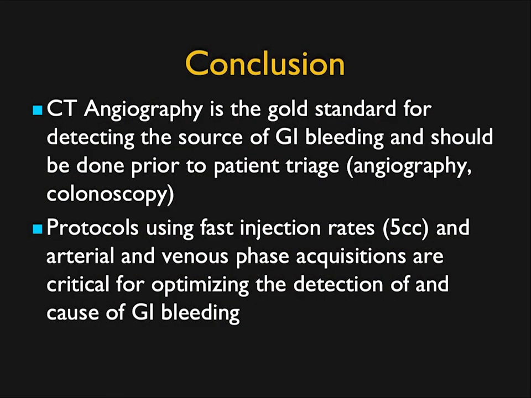So concluding then, I've showed you many examples of upper GI bleeding, but especially lower GI bleeding. I've showed you the value of CTA. I've showed you some of its advantages, compared it a bit to nuclear medicine studies. It is the gold standard and is the point of triage these days, before colonoscopy, before angiography, for patients with suspected GI bleeding.